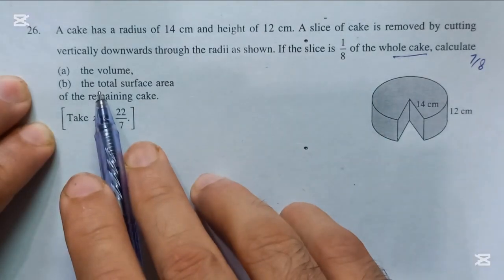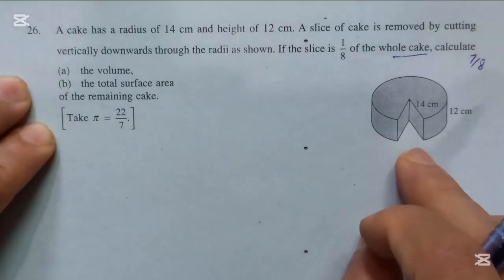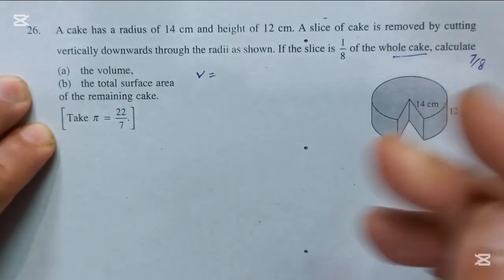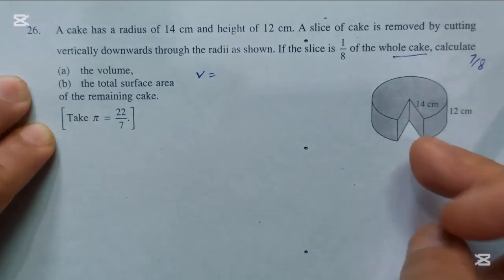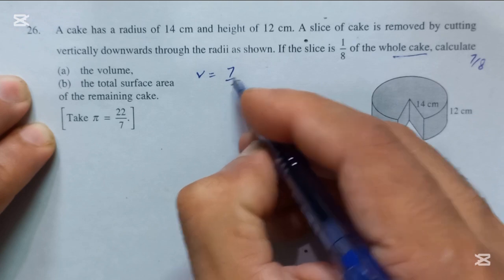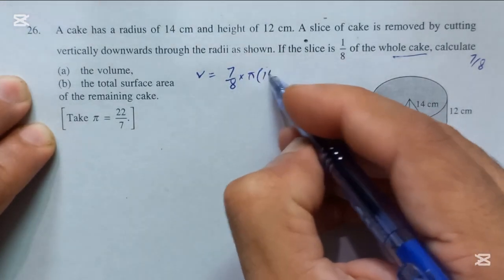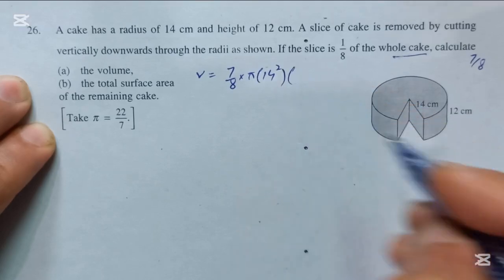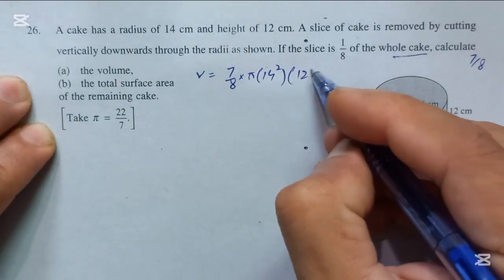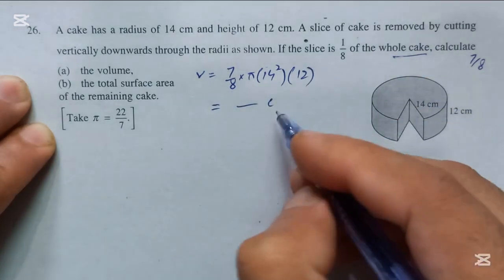Okay, calculate the volume. So volume of the remaining cake will be equal to 7 by 8 of the full cylinder. So 7 by 8 into pi r square h, where r is 14 and h is 12. So solve it on the calculator, you will get the answer, that will be in centimeter cube.